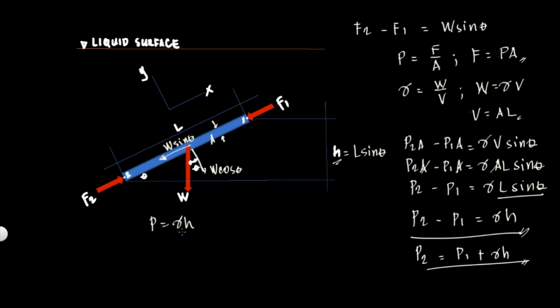Okay, another situation. What if point 2 and point 1 lie on the same elevation? That means they are level. What will our equation be? So h will be 0. If h is 0, P2 is equal to P1. So these are the things we should remember. Again, if point 1 is at the liquid surface, P1 will be 0, so the equation is P equals gamma h. And when 2 points lie on the same elevation, h will be 0, so P2 equals P1. Okay?